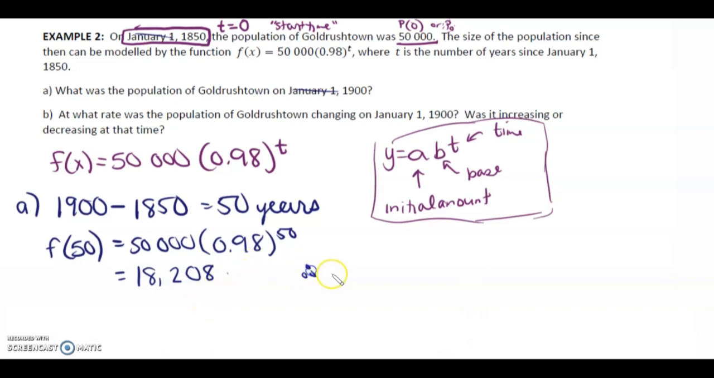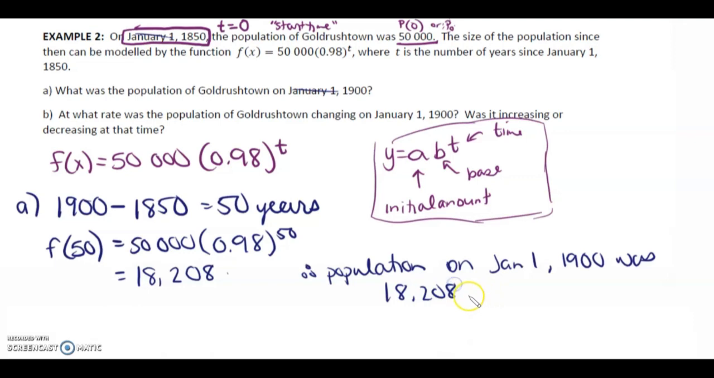So therefore, the population on January 1st, 1900 was 18,208 people. I'm going to put people because that's the units.